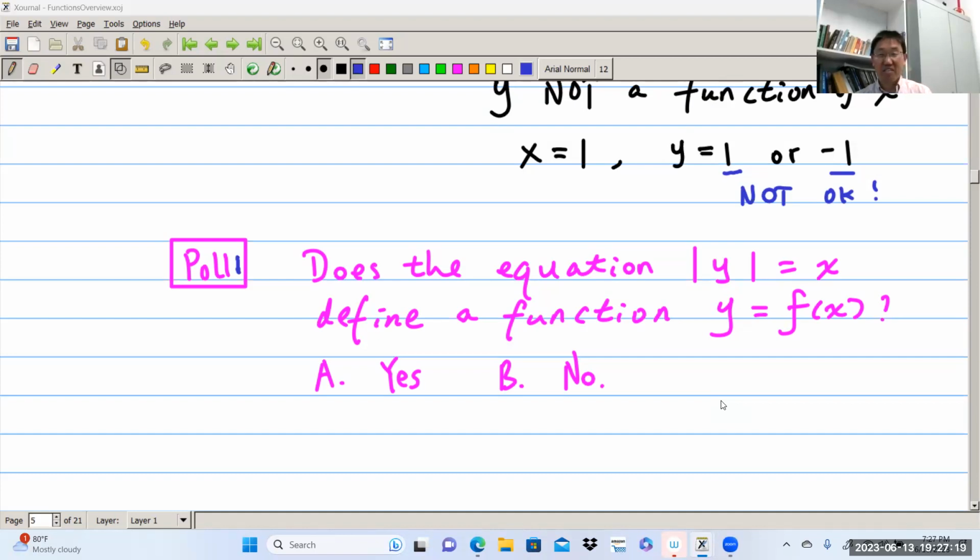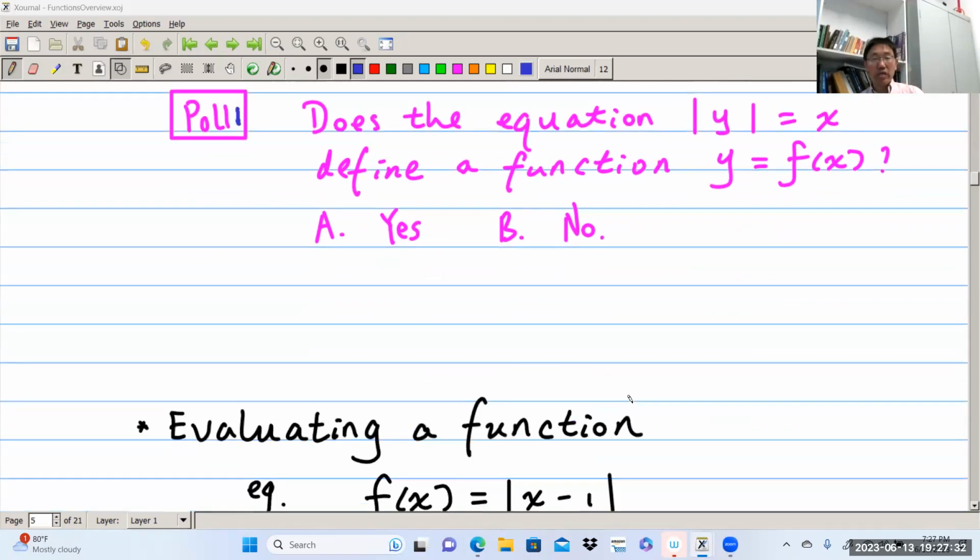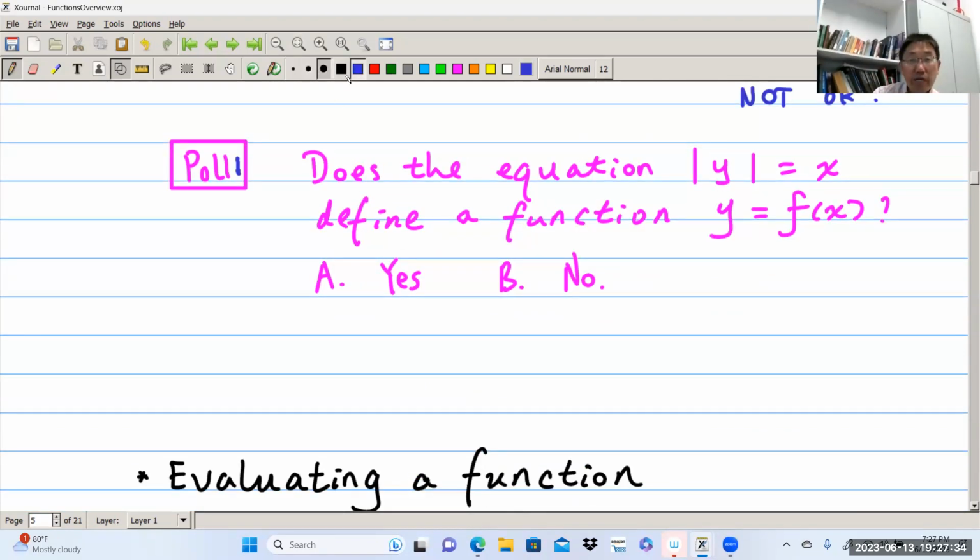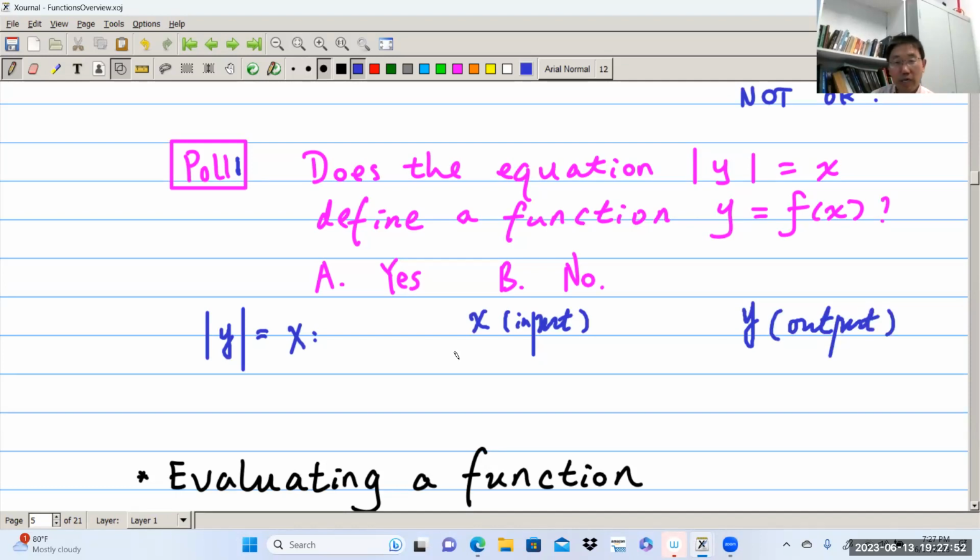Obviously, yes or no? No, right? You guys can be a little bit more active. So obviously it's no, because you have this relation here, the absolute value of y equals x. Now suppose my x is the input. We regard y as the output and x as the input. You can try. Suppose I say x equals 1.